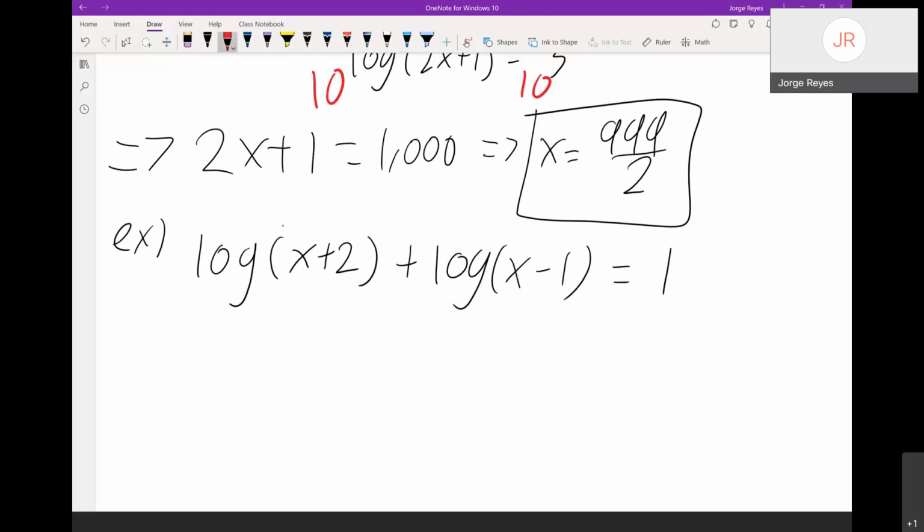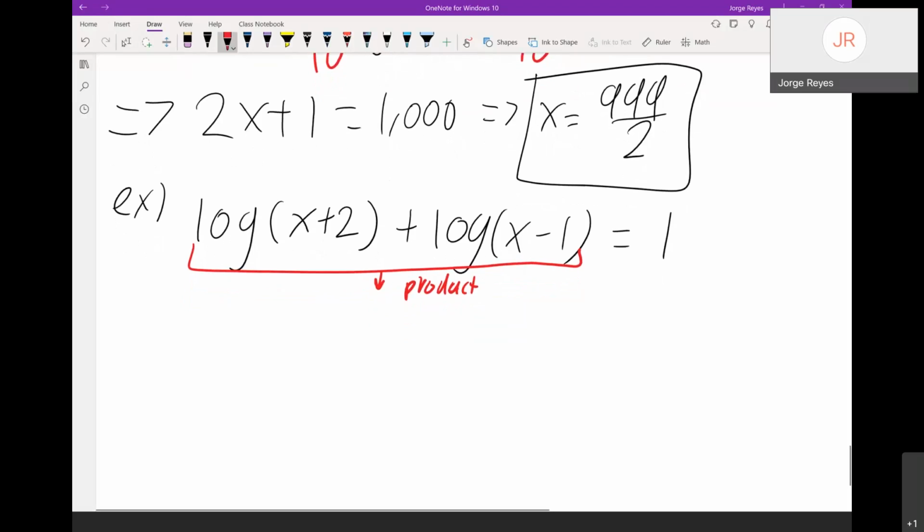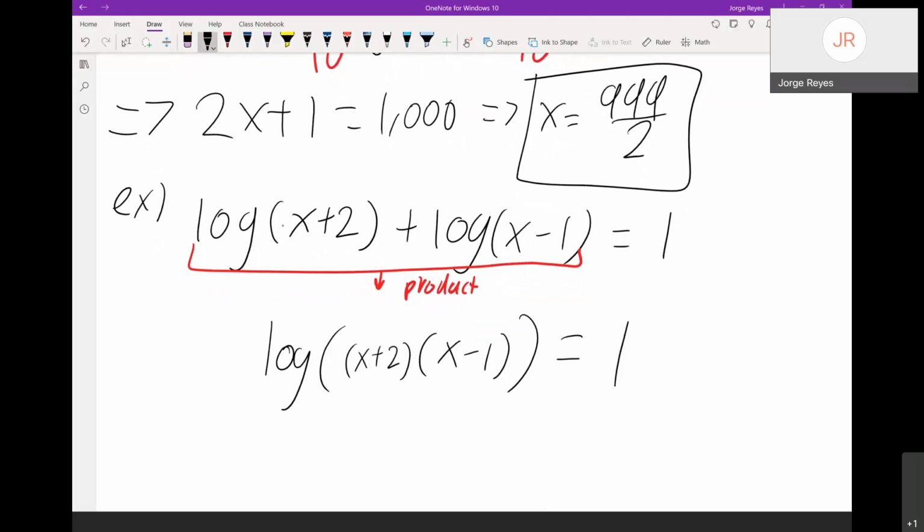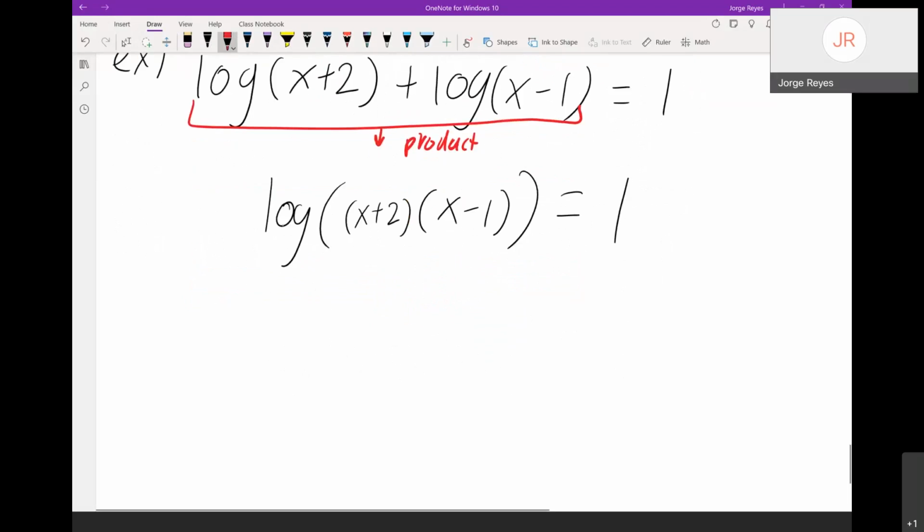So what you have to do, okay, is you have to product rule, okay? And this is why, you know, the last section I taught you quotient rule, product rule, power rule, because you're going to need to be able to combine logs so that you can only get 1 on each side of the equal sign. So here I'm going to product rule, okay? And that means I get this technically, okay, equals 1. Then I'm going to 10 both sides.